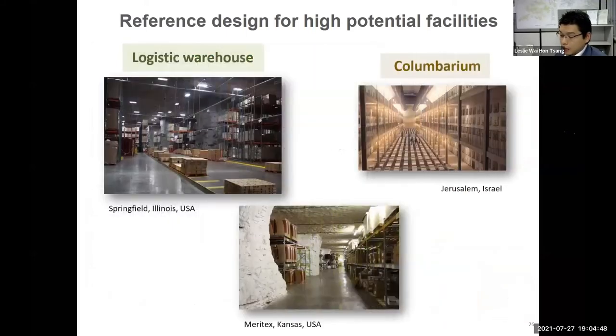Another high potential facility is the logistic warehouse. In Springfield in the USA, there is a sizable logistic warehouse using cavern space created by underground quarrying methods. A columbarium is another example, in Jerusalem, Israel, for religious reasons. They need space for the deceased. And as we know, space in Jerusalem is very limited, and therefore an underground cavern columbarium was constructed to solve the problem of limited space.